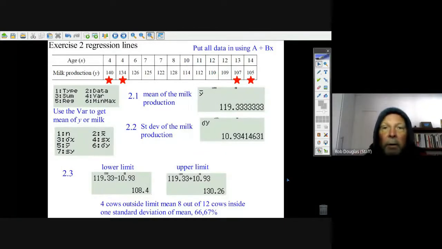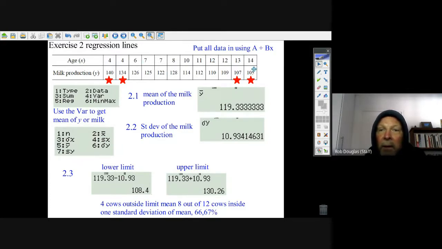Okay, we're going to look at exercise 2 in this regression line topic, about some cows and milk production. They say they've got a cow that's 4 years old, and the milk production is 140 liters. And then another one, 4, and there's 134, there's 6 and 126. There's all your data.